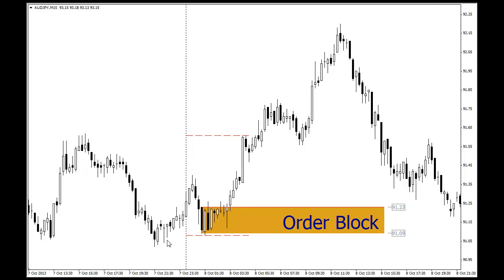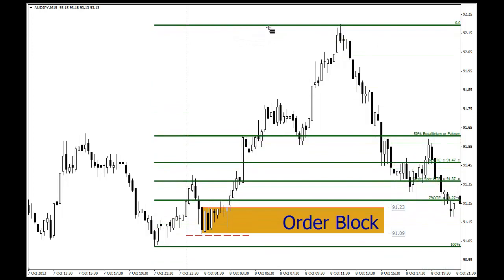Okay, now we have this price swing here and retracement. So if you take the range from here, this low to this high, you can see price right here at the 79% retracement level, and we dipped right inside that existing order block. So we have a range between 91.23 and 91.27 in here.